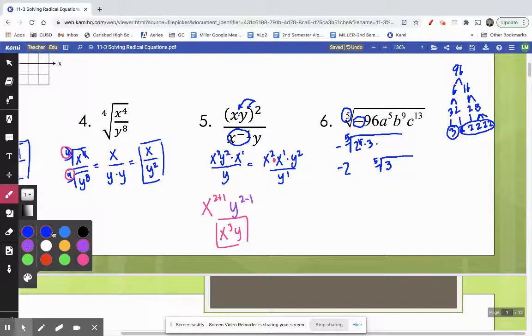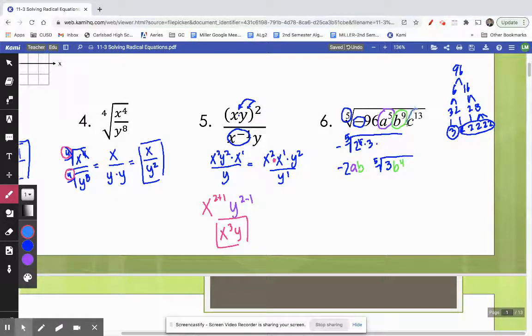Now I'm going to take a look at my a's. I'm looking for groups of 5. Well, there's a to the fifth. So I'm going to bring that outside, and I'm just going to bring one of them, because when you've taken it outside of the radical, you've taken the fifth root of it. All right, 9 b's, I'm looking for groups of 5. Well, I can take out just one group. And if I do that, I've taken out 5 from the 9. That means I have b to the fourth still inside.